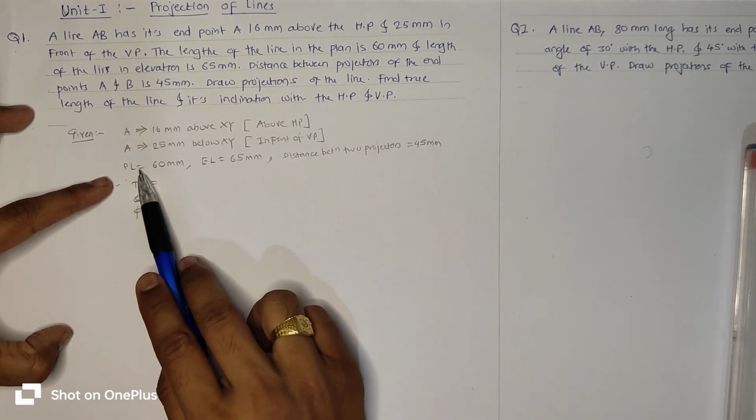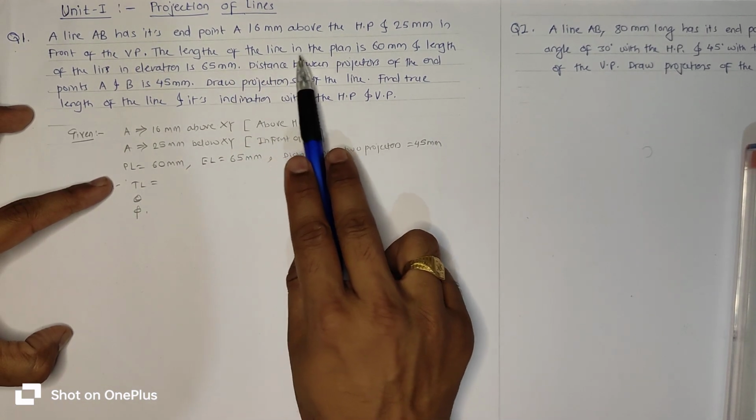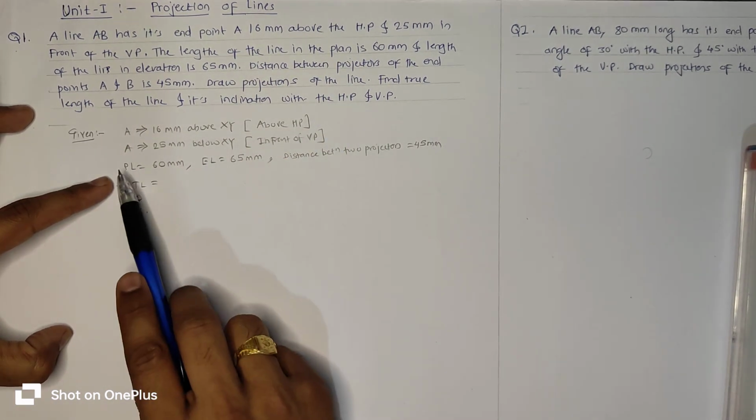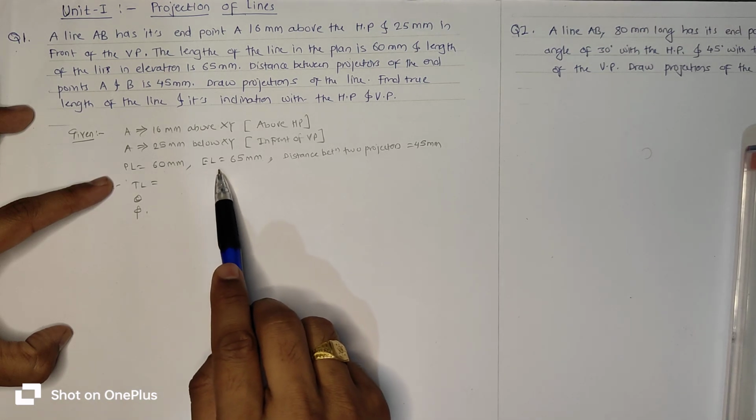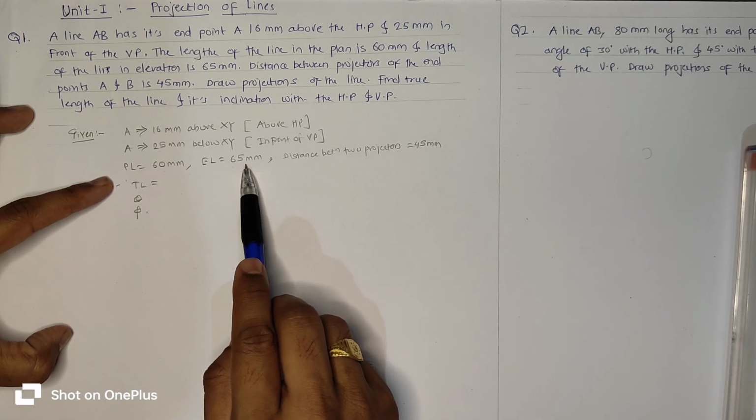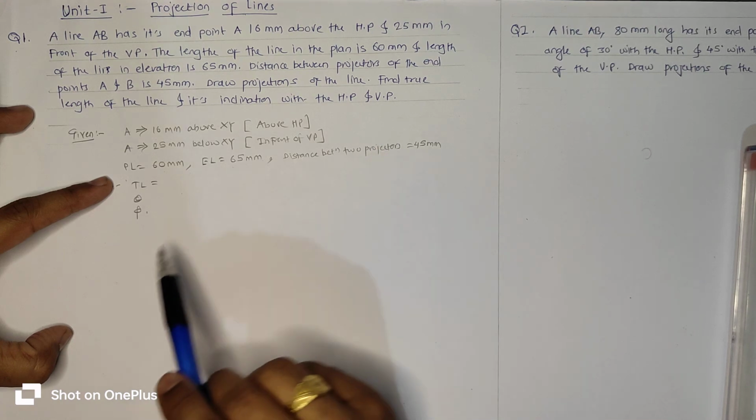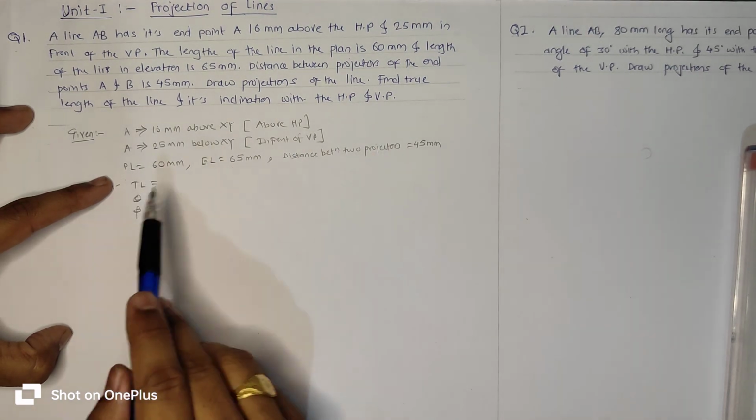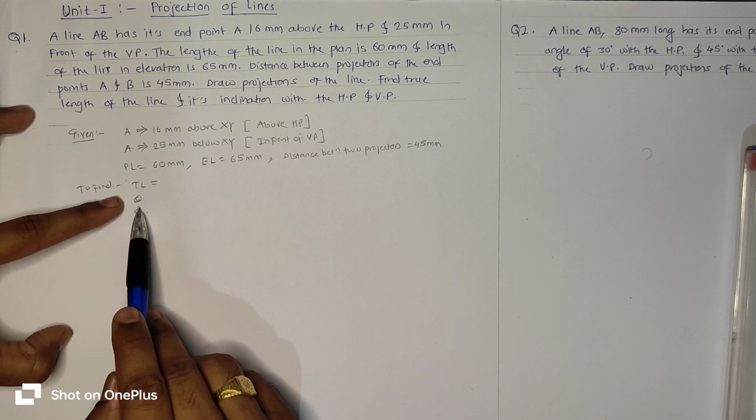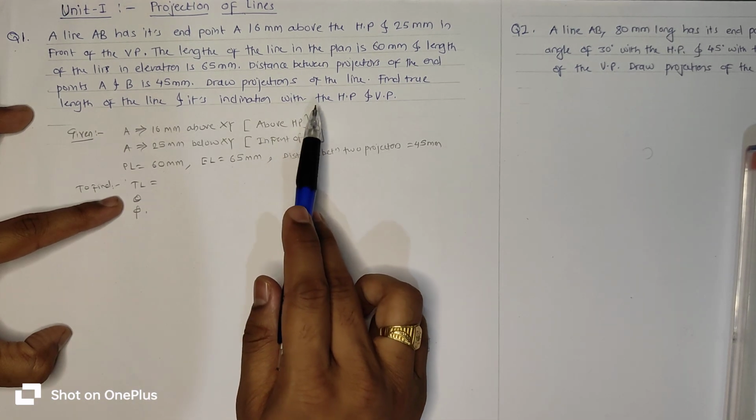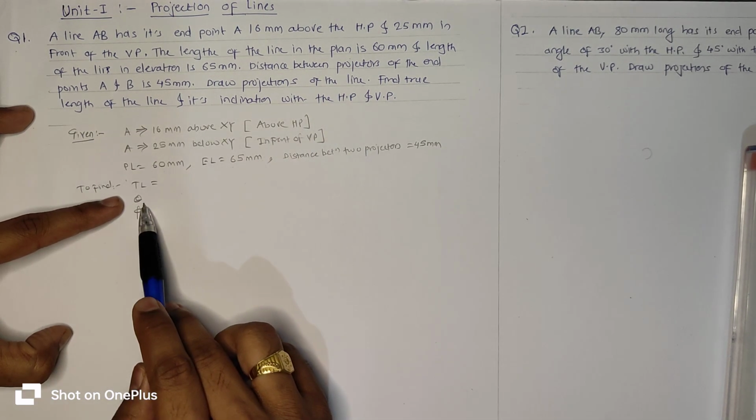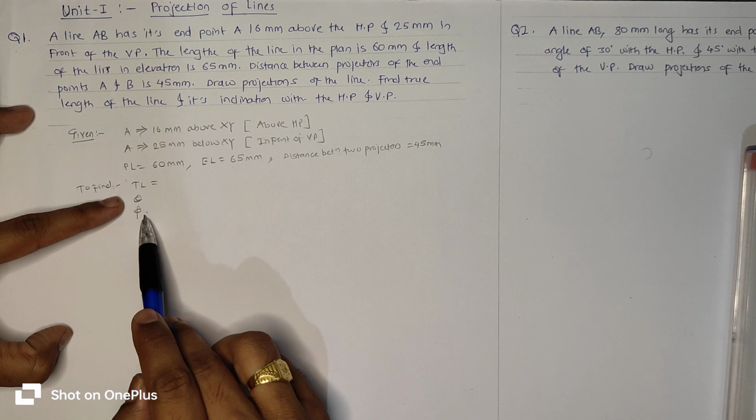Then plan length is given. The length of the line in the plan, meaning top view, is 60 mm. Elevation length is given 65 mm, and the distance between two projectors is equal to 45 mm. Now we have to find the true length, then the inclination of line with HP, that is theta, and the inclination of line with VP, that is phi.